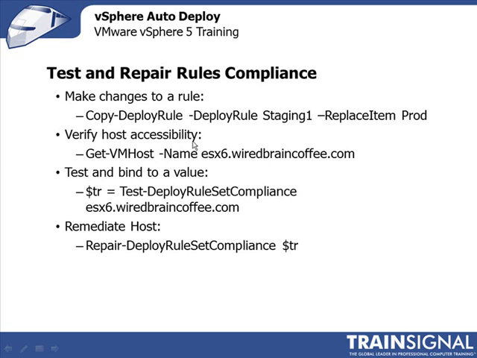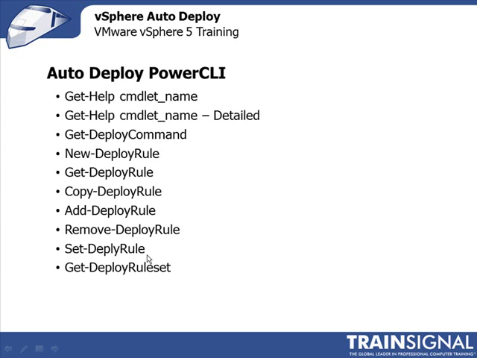Then we moved to verify host accessibility. We wanted to make sure that the host that we were going to try to copy this rule against is accessible, so we did that as well using this particular command. Then we tested it using the environmental variable that we created here against the test results, and then what we did is we remediated that particular host by running the repair tool, and you'll see that the environmental variable is here as well. Now these are some of the auto-deploy PowerCLI commands. We've used most of them. However, I just wanted to list some others just in case you were curious about what else you have.